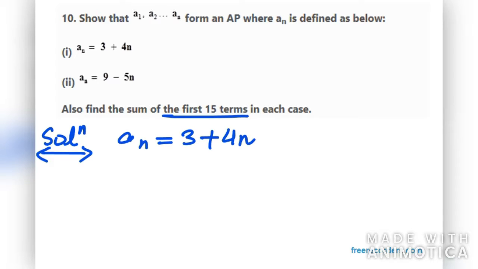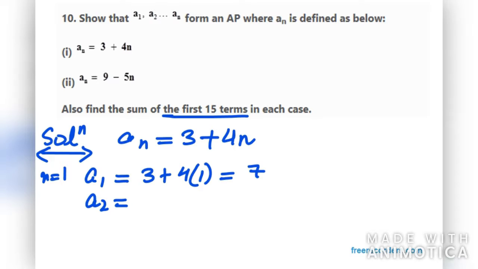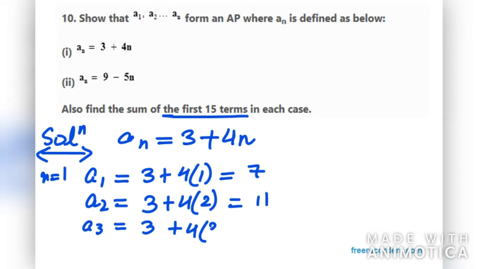That means we need to take A1. A1 means that when N is equal to 1, it will be 3 plus 4, which is 7. Now let's find A2. A2 is 3 plus 4 times 2, 8 plus 3 is 11. A3 will be 3 plus 4 times 3 equals 12 plus 3, that is 15. That means we have the first three terms now: 7, 11, 15.